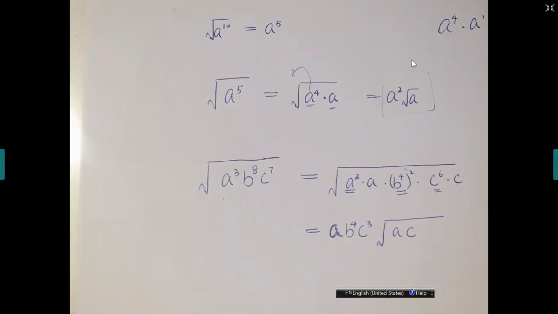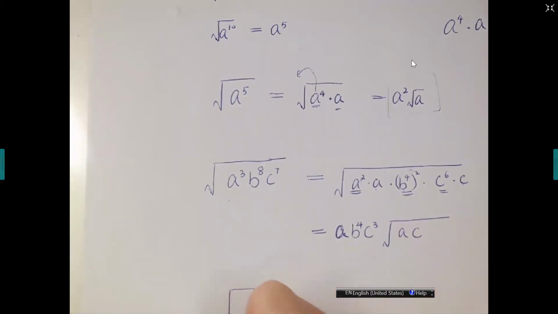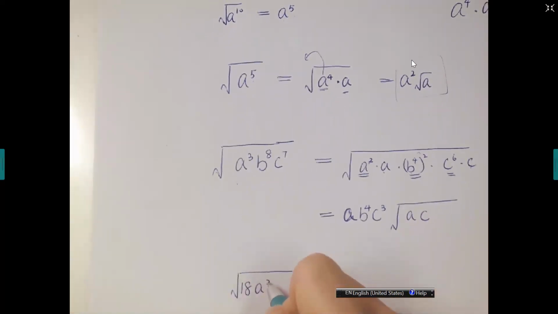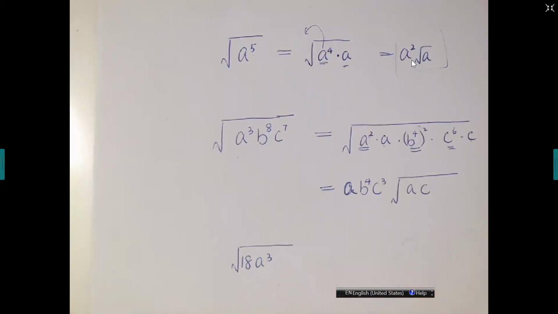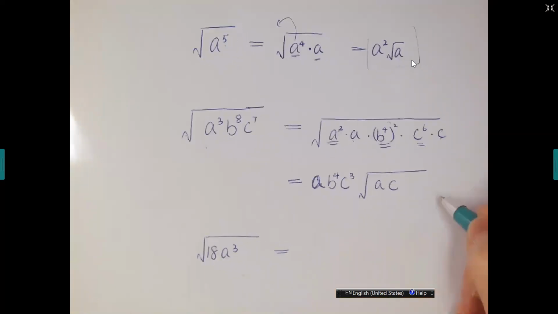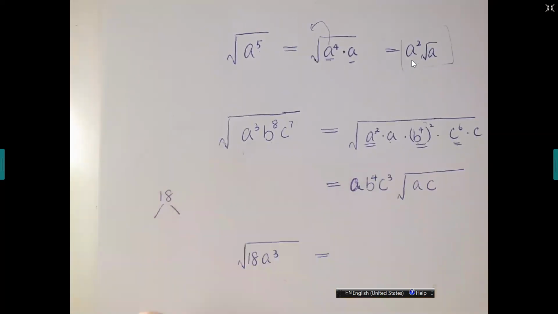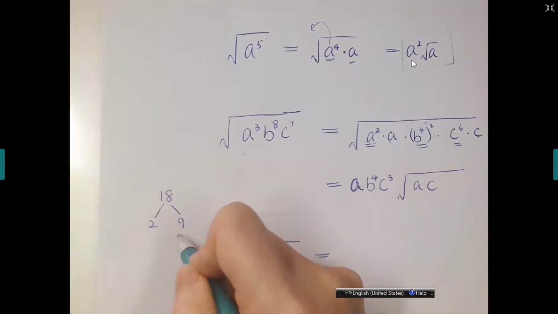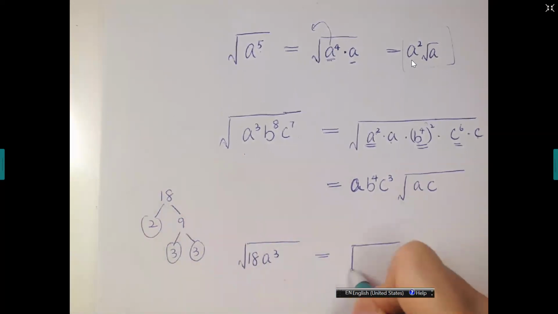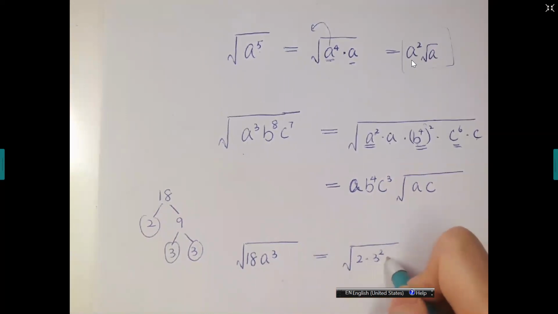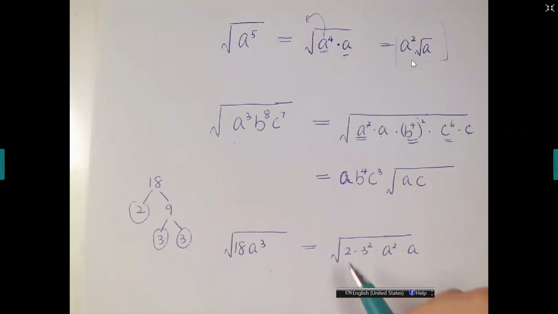If we have a number in front of it, for example, if I have 18a to the third, how do we deal with that? You see, 18 is not a perfect even number, but we can use a factor tree. 18 equals 2 times 9. What is 9? 9 equals 3 times 3. So 18 equals 2 times 3 squared. That's 18 times a to the third. A to the third means a squared times a. So I factor 18 completely using the factor tree.